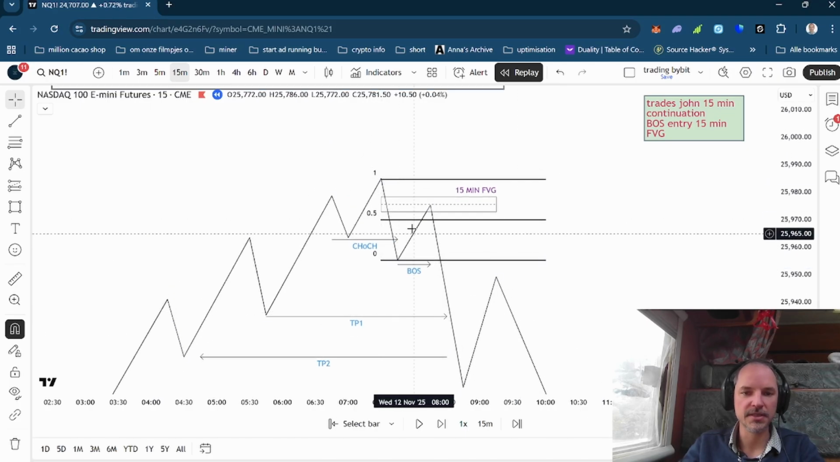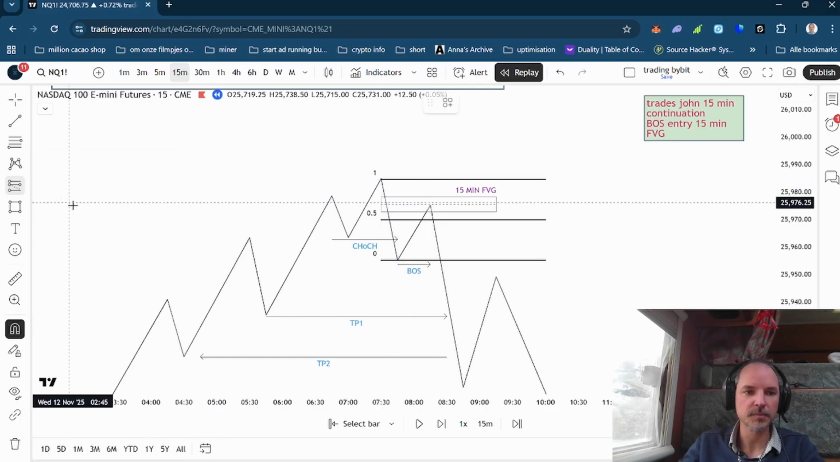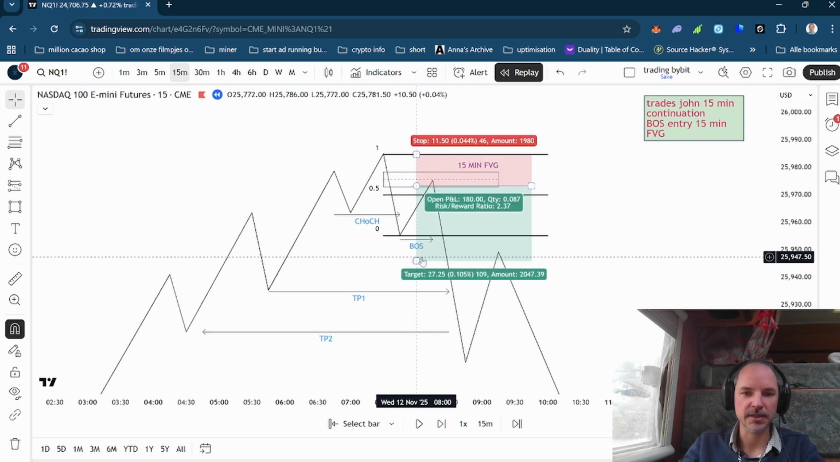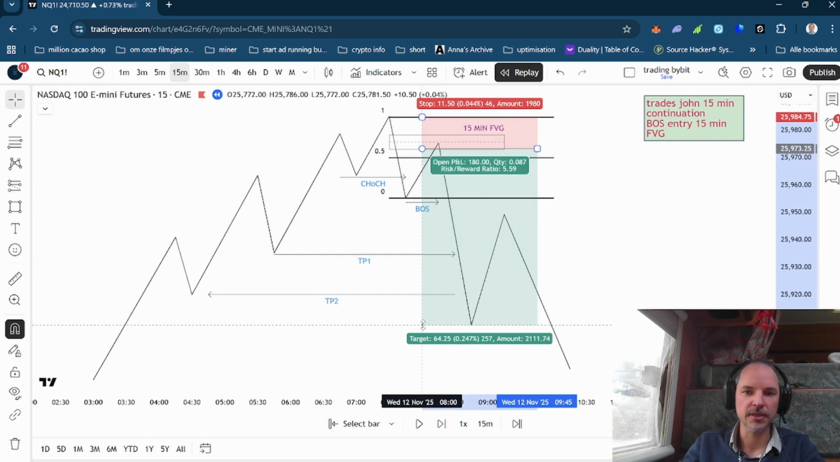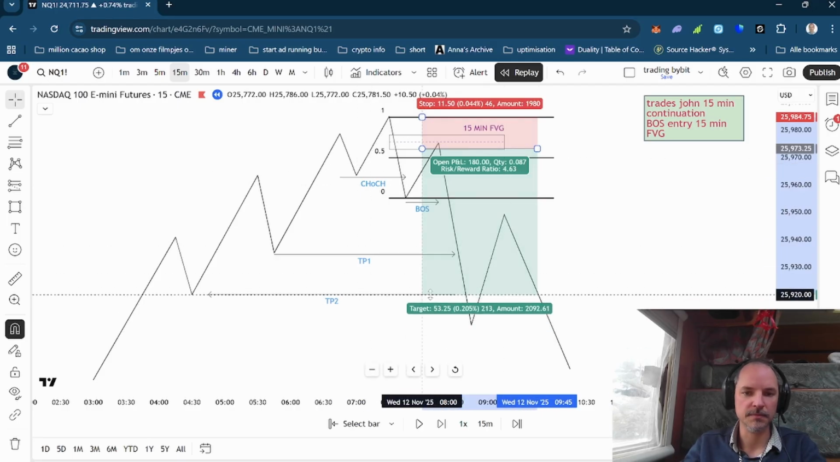So once it hits, we took a 15-minute fair value gap just above us. We entered, stops at the high. That would look like this. So this is that fair value gap. We take it to the next TP. That would be a 3R. If we took it even further down, that could even be a 5 to 6R. Second TP would be here.